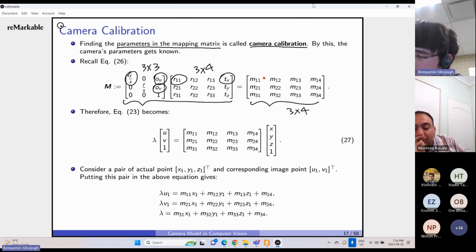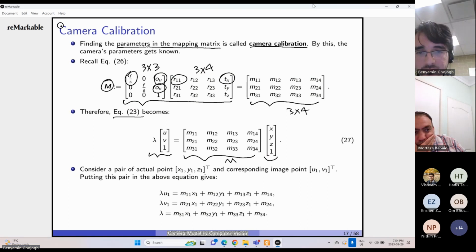Therefore, I can write the elements of the mapping matrix as Mij, where i goes from 1 to 3 and j goes from 1 to 4, right? Then, do you agree that if I use equation 23, the famous mapping equation that we had, it becomes lambda times [u, v, 1] equals this mapping matrix M times this, right? So I want to find the M values, the elements of this mapping matrix. This is called camera calibration.